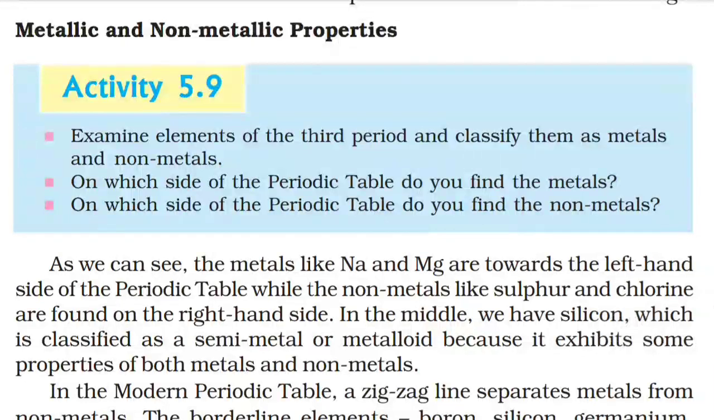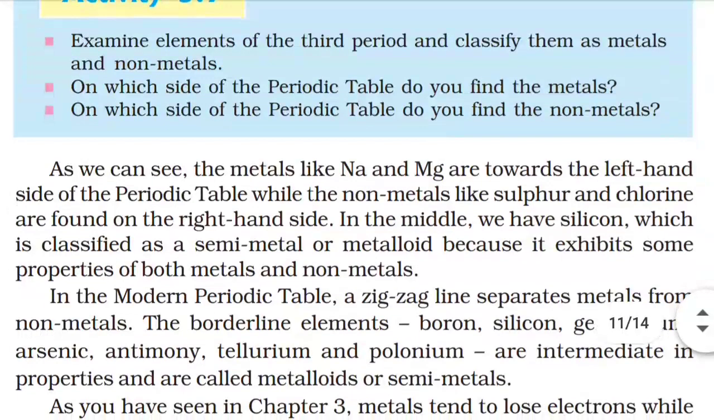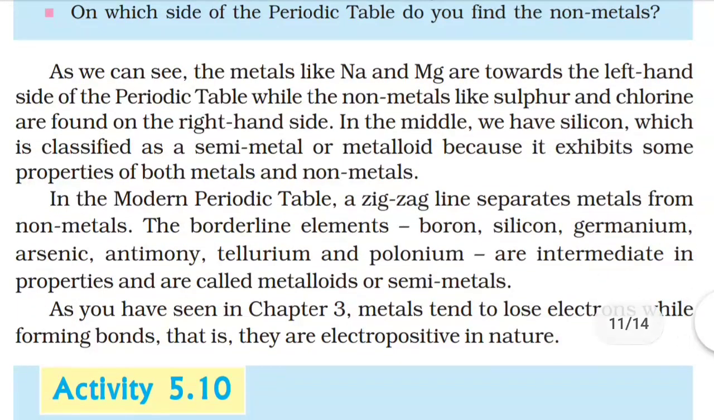Metallic and non-metallic properties. As we can see, the metals like sodium and magnesium are towards the left hand of the periodic table, while non-metals like sulfur and chlorine are found on the right hand side. In the middle, we have silicon, which is classified as a semi-metal or metalloid because it exhibits some properties of both metals and non-metals. In the modern periodic table, a zigzag line separates metals from non-metals.